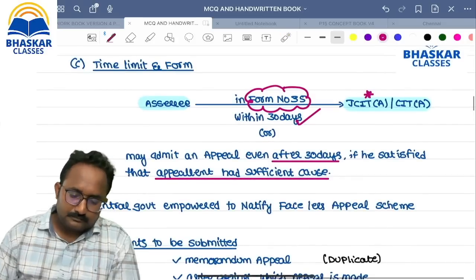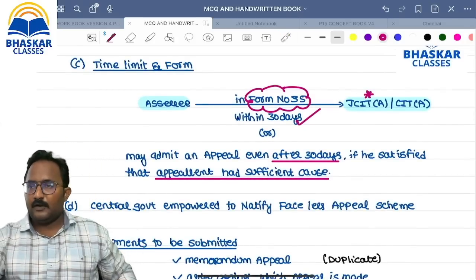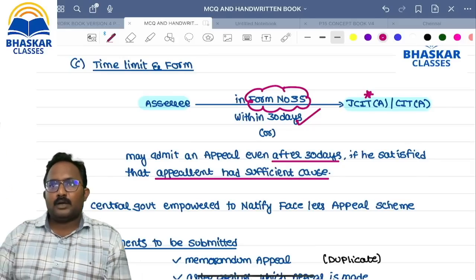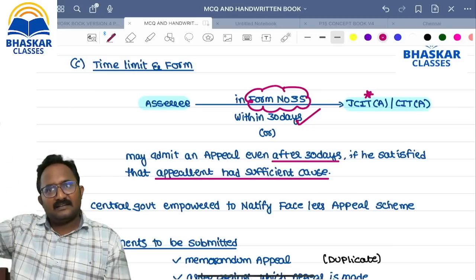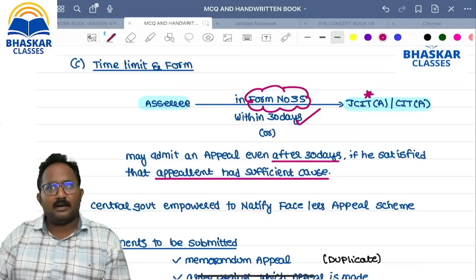Next, what is the form number? 35. MCQ important points, ma. Now, sir, normally appeals means how it will happen. I will tell you in a general way. If I am making an appeal to JCIT, first they will fix a date and a place. They will fix the date and place, so on so place in Chennai. There is an income tax department office and you can come to that office around 2 p.m. or any other time also they can mention.